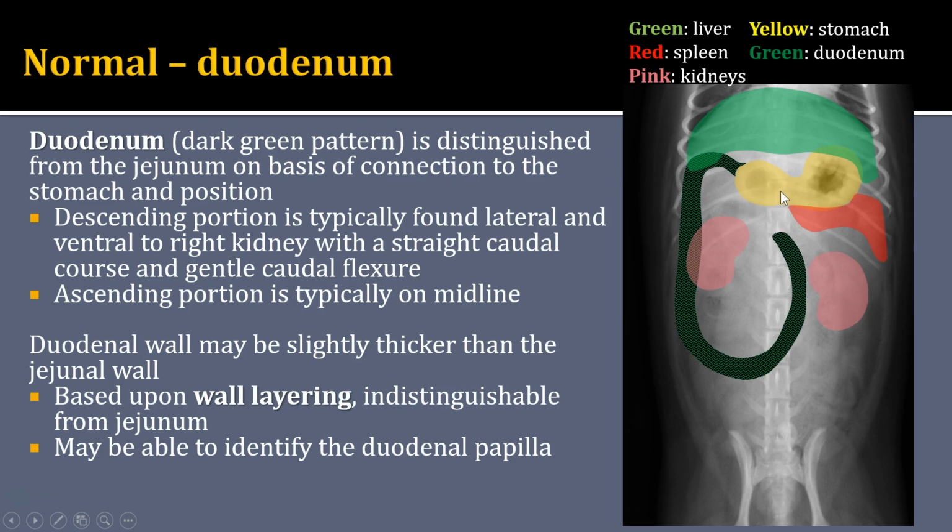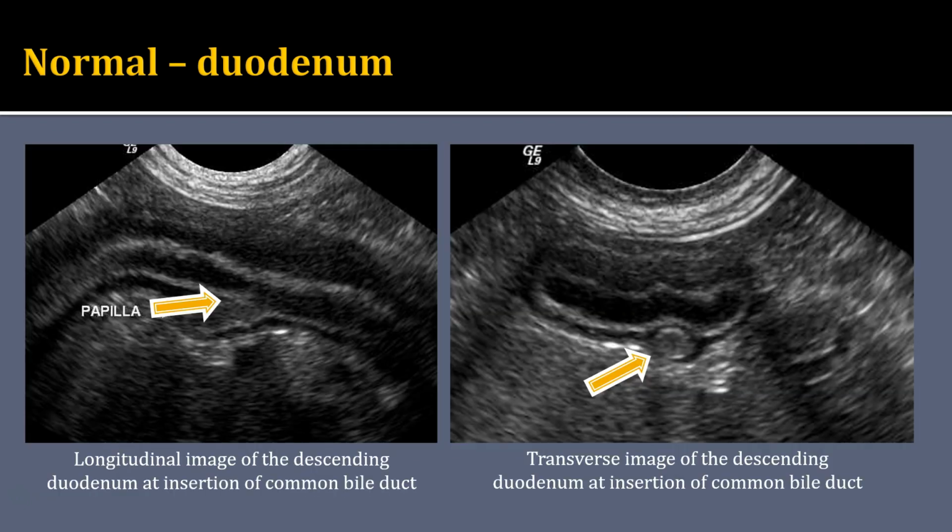In the cat, because the pylorus is a little bit more toward midline, that will shift our descending duodenum over. Although the duodenal wall may be slightly thicker than the jejunal wall, when we look at the wall layering and proportion, the duodenum and jejunum are indistinguishable, and that's important to remember. However, in the proximal descending duodenum, we may be able to identify the duodenal papilla, and if we can, that would let us know that we're in the duodenum. Remember, the duodenal papilla is where the common bile duct and pancreatic duct will enter. This slide does show the descending duodenum at the level of the duodenal papilla.